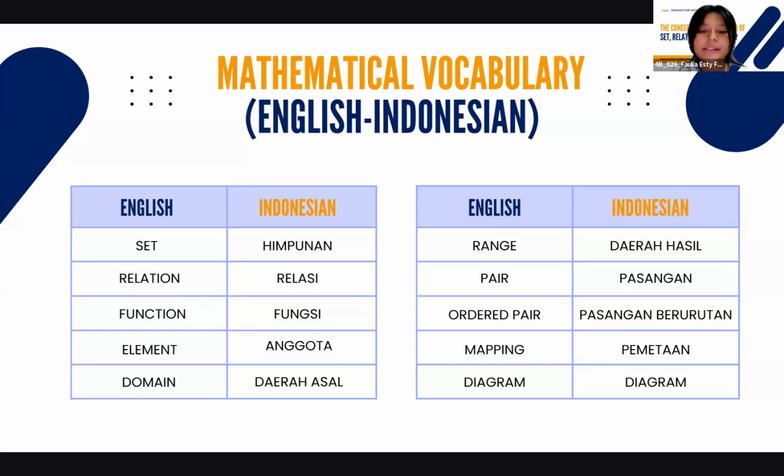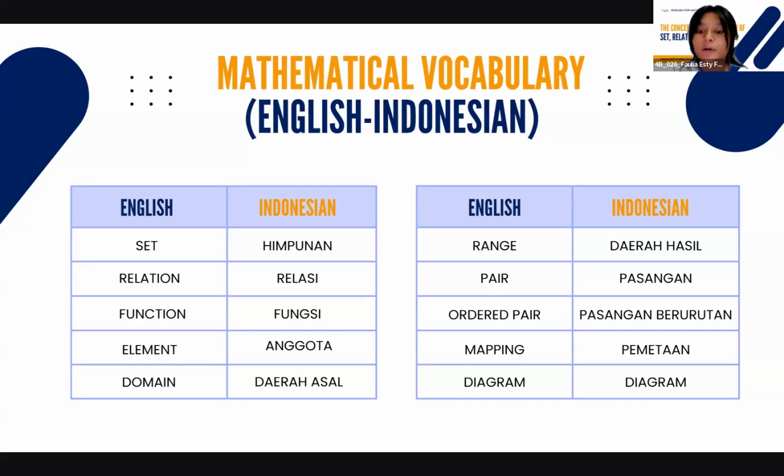Firstly, set is himpunan. Relation is relasi. Function is fungsi. Element is anggota. Domain is daerah asal. Range is daerah hasil. Pair is pasangan. Ordered pair is pasangan berurutan. Mapping is pemetaan. Diagram is diagram.